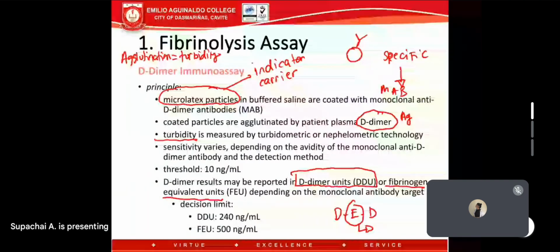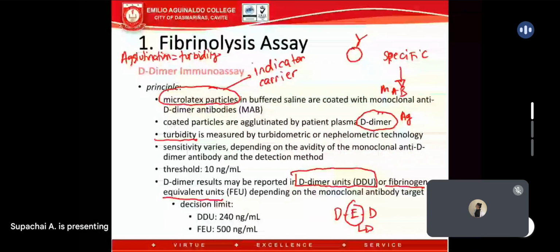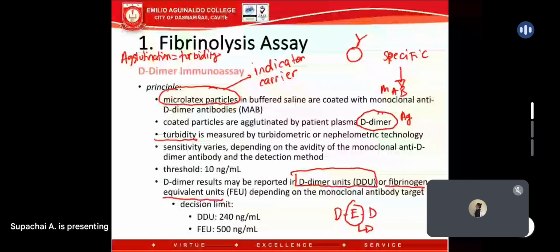The sensitivity varies depending on the D-dimer antibody and the detection method, up to 10 nanogram per ml. There are different ways of reporting D-dimer, which means that there are several kinds of units of measurement. It can be measured as DDU, D-dimer units, or FEU, fibrinogen equivalent units, depending on the monoclonal antibody target.